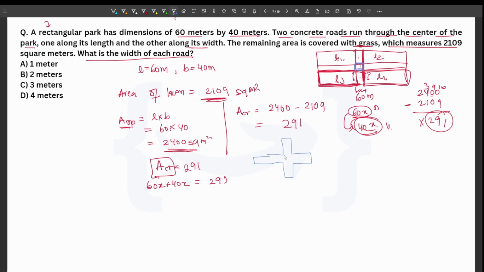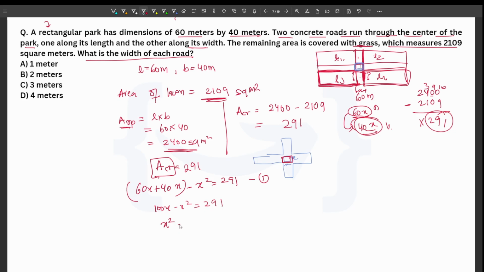Now you have a square which is the overlap of all the crossroads. For that you have x and x as its area. So you need to subtract this extra overlapped square as well. So it will be 60x plus 40x for my crossroads minus x square is equal to 291. Now you got your equation. It would be 100x minus x square equals 291, isn't it?